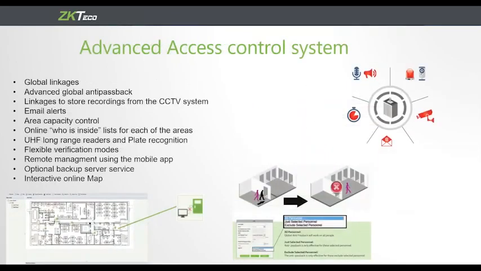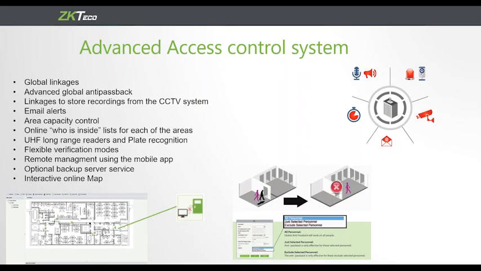Okay, this is an example of an advanced access control system, where we can have global linkages and advanced global anti-passback functions. With this, I mean that in our standard access control systems, it's not possible to have communication between different controllers. So if I have an installation of 8 doors and I have two 4-door panels in my system, I'm not able to make, for example, an anti-passback between door 1 and door 8, because door 1 and door 8 belong to different controllers. So there's no communication between these controllers.